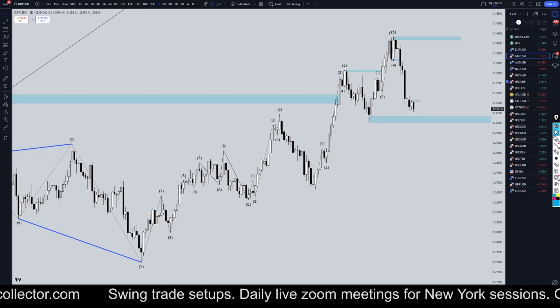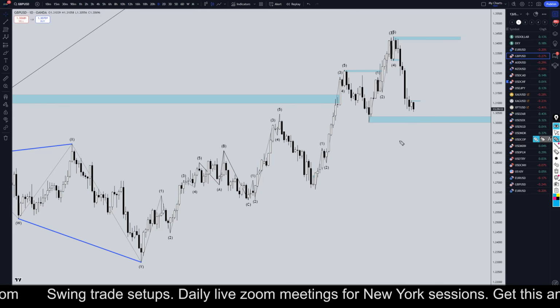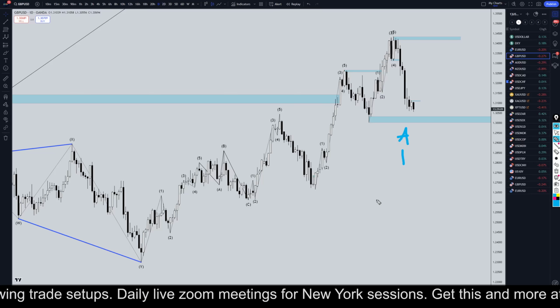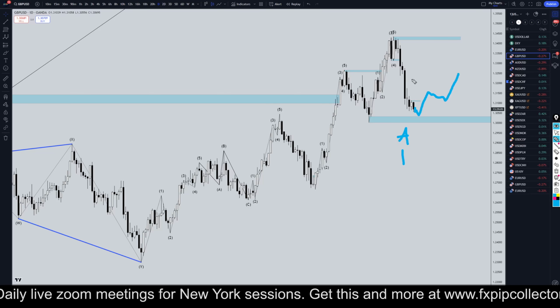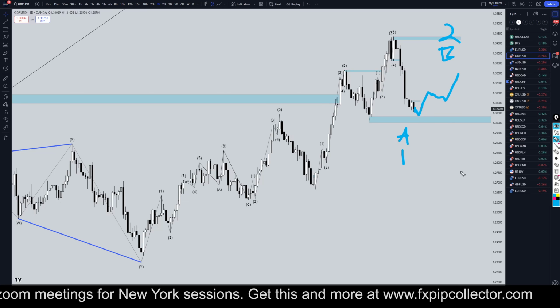Going down to the daily time frame, I mean, I would assume this first move down is either a wave A or a wave 1. And I would also assume that at some point it's going to go up and make a crutch into this move down, like a wave B or a wave 2.